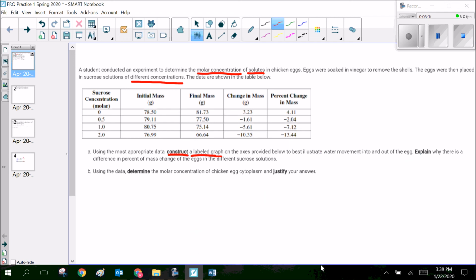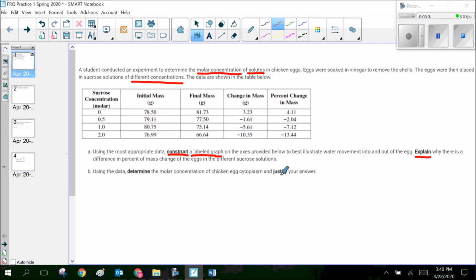Now, I didn't have space to put the axes below, so normally they would give you some axes, but I didn't have space to do it. To best illustrate water movement into and out of the egg, explain, here's another bolded word, why there is a difference in the percent of mass change of the eggs in the different sucrose solutions.